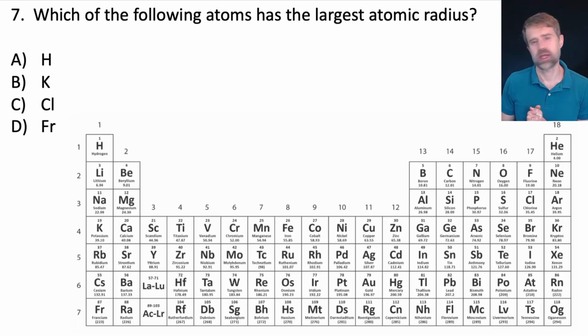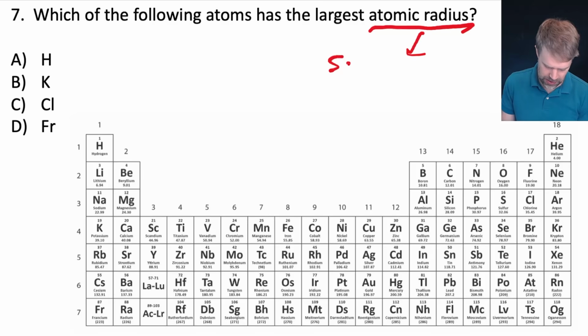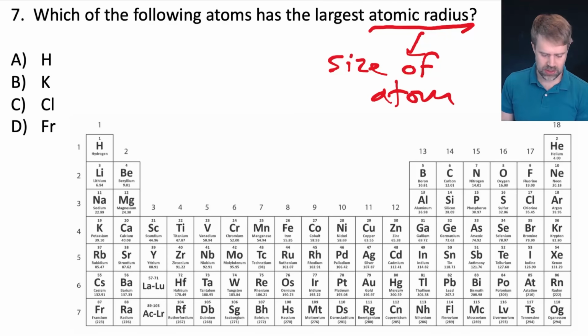Now here's the periodic table. No, you're not supposed to have memorized it. I'm not saying that. But you should have a general idea of where atoms, elements are on the periodic table. Now, we're talking about atomic radius here. And what is atomic radius? Atomic radius is essentially the size of an atom. So the question is asking which of these atoms has the largest size.